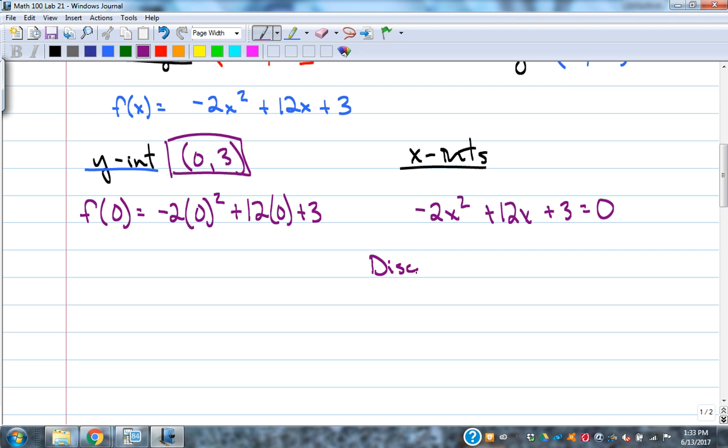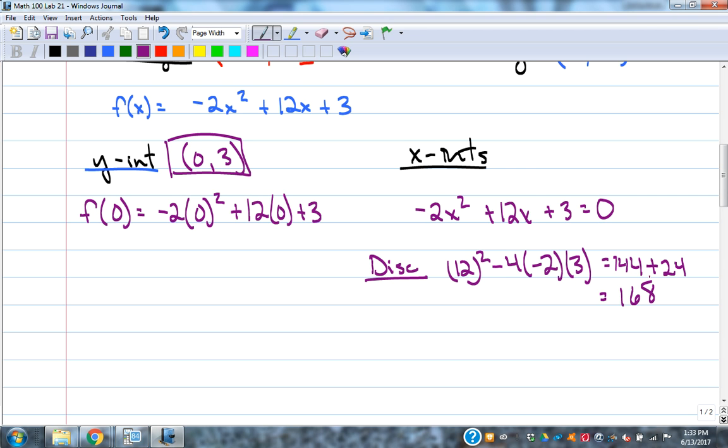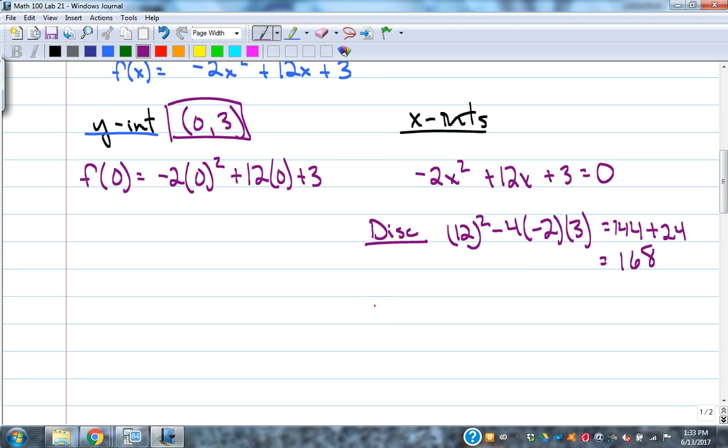I'm going to do it with the quadratic formula. So that'd be 144 plus 24, 168. Okay, so that's positive. So that means it has two x-intercepts, two real solutions to that equation. So we're going to have -12 plus or minus the square root of 168 over 2 times -2.